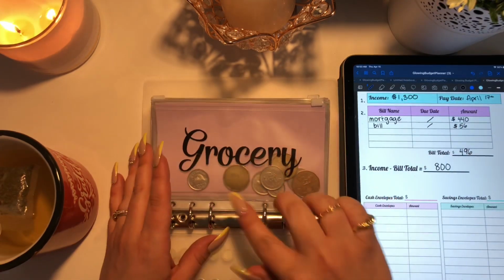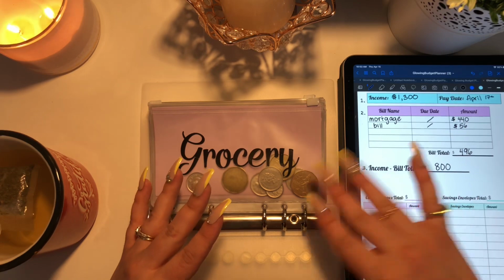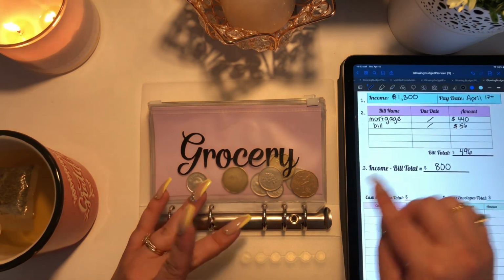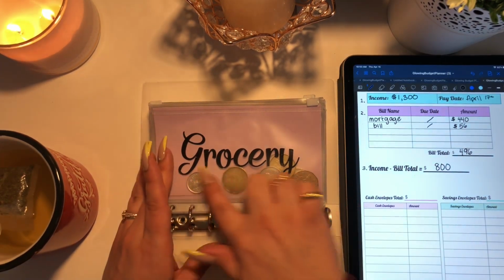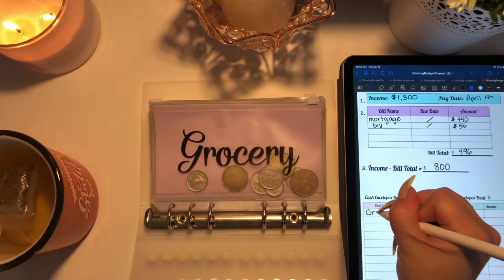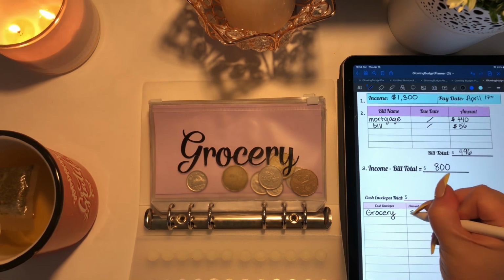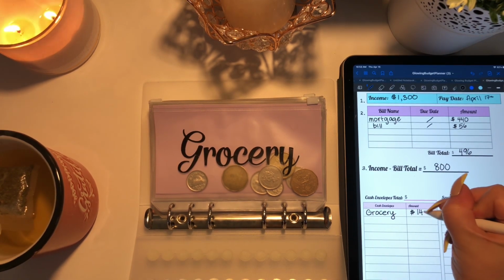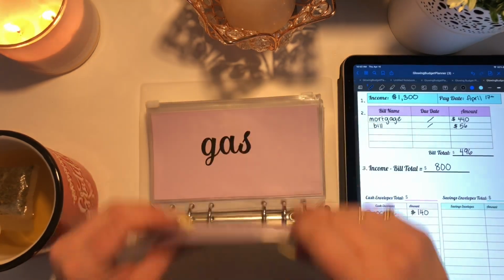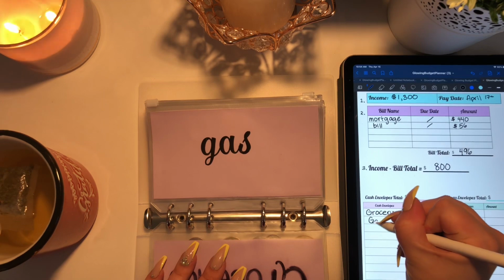So grocery, I have a few dollars left over, but I'll go ahead and show you what I do with leftover money in my next cash stuffing video that'll be out on Saturday. So grocery is always the first thing that I budget for. And I'm going to go ahead and do $140 for groceries. Gas, I always give gas $60.